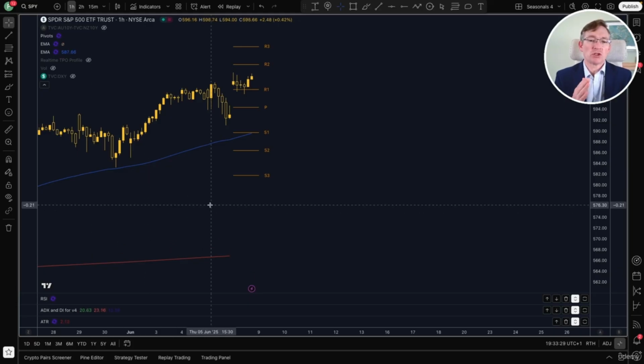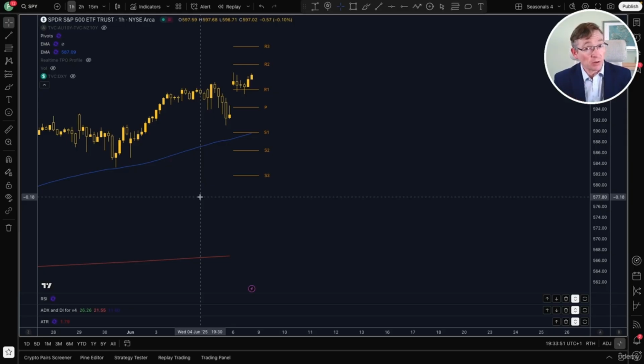So if you want simple, long-term exposure to major indices, then you want to use exchange traded funds like the SPY, that tracks the S&P 500, or the QQQ, that's an exchange traded fund that tracks the Nasdaq. If you want fast leveraged access and you have to understand the risk, then you would use index futures.